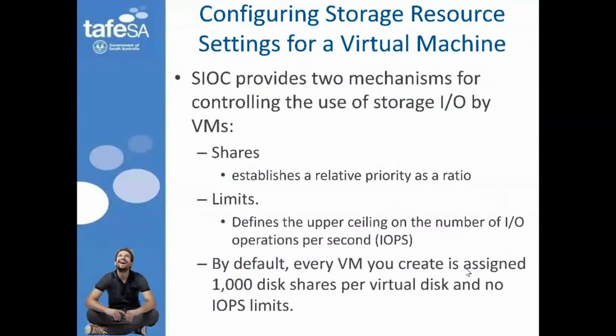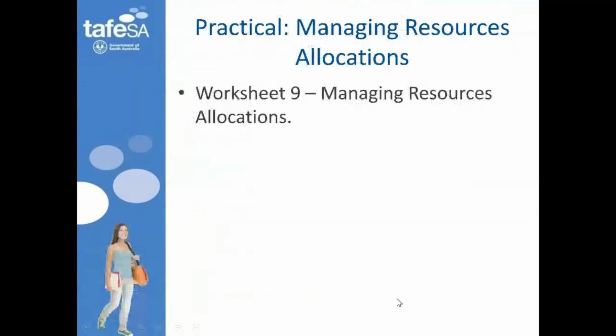So configuring storage resource settings for virtual machines, SIOC provides two mechanisms for controlling the use of IO by VMs. Shares, which we already understand, gives you relative priority or ratio. Limits defines the upper ceiling, the number of IO operations per second. It's almost like how we talk about the IOPS for SSDs. It's almost like limiting how many IOs per second you can use.